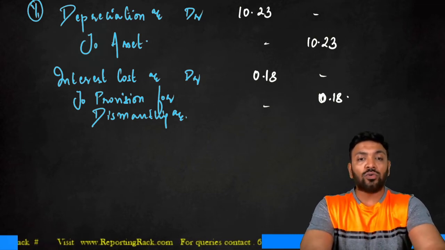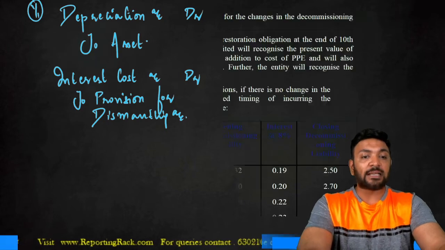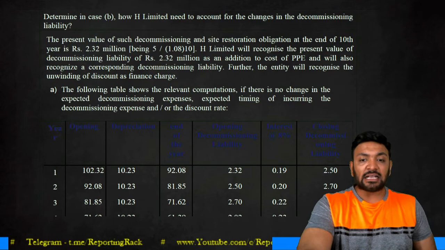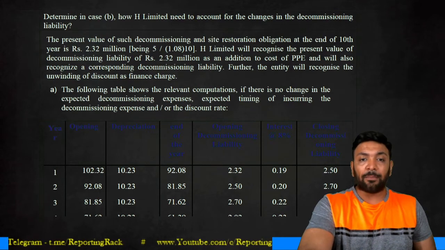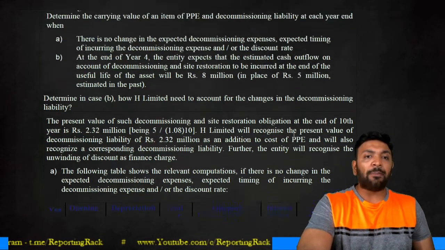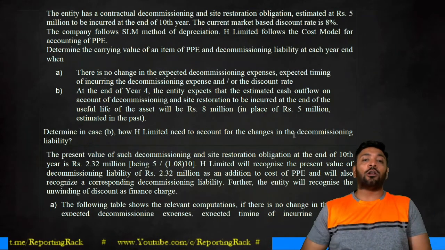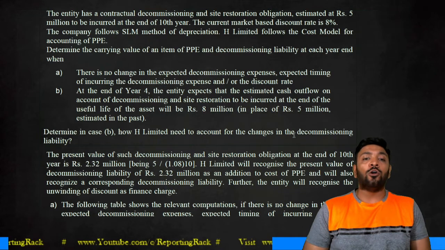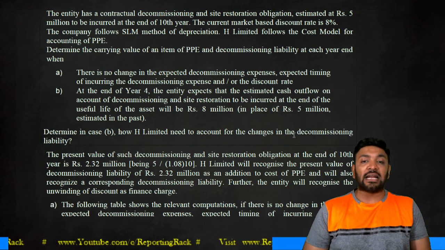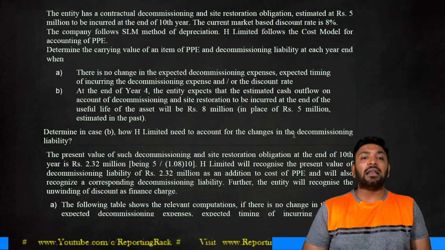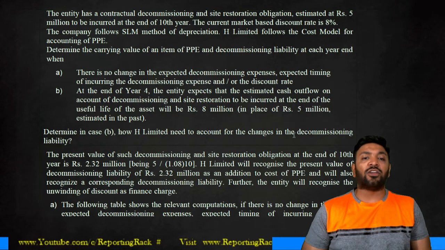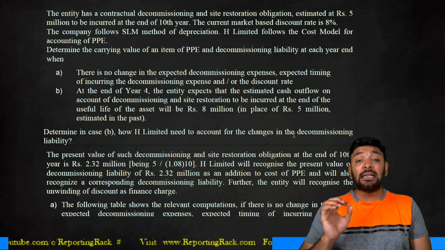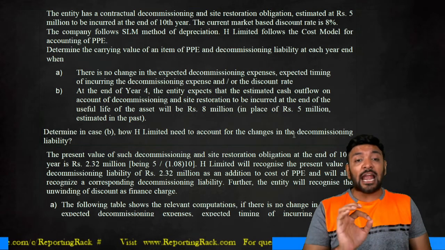Now let's go back to what the question says in part B. In part B, he's asking us to do something. Let's see what part B says. In part B, he's saying at the end of year 4, the entity expects that the estimated cash outflow on account of decommissioning and site restoration to be incurred at the end of the useful life of the asset is 8 million. He's saying the decommissioning liability is right now 8 million.